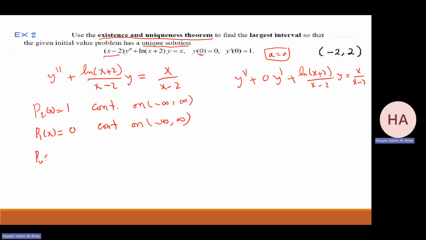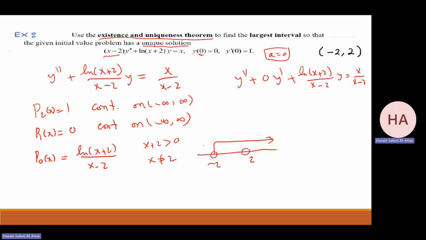Now it comes to P0 of x, which is ln(x plus 2) over (x minus 2). And I know how to check when it's continuous. I need two things. I need x plus 2 to be positive, and I need x not equal to 2. So I need 2 to be out, and x greater than minus 2. So for sure the interval is minus 2 to 2, union 2 to infinity.